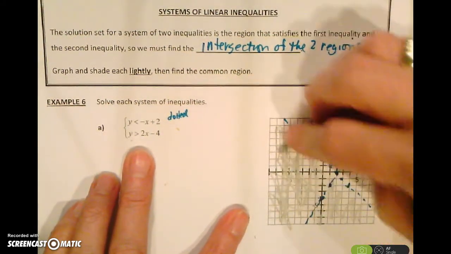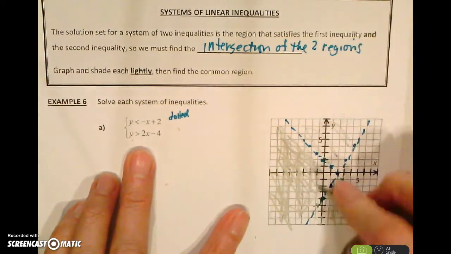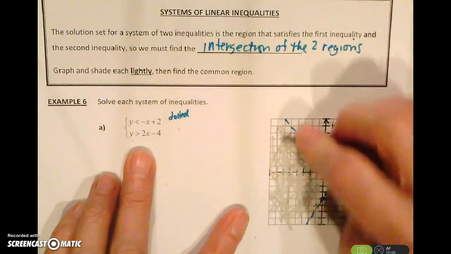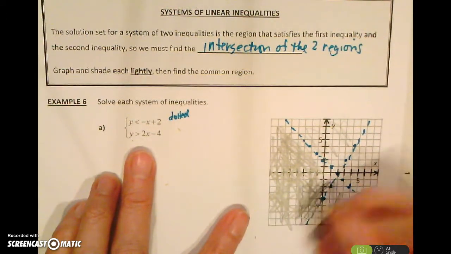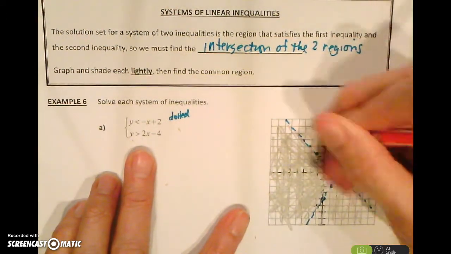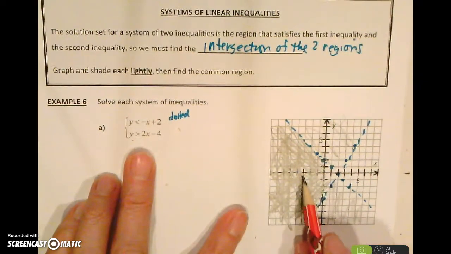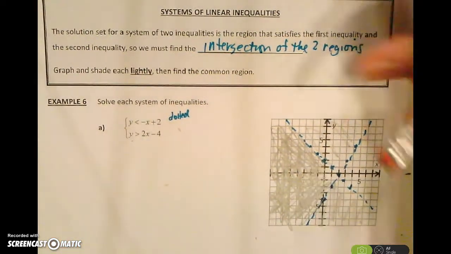And as you do it, you can kind of see the section of the graph that is in both of them. And that's going to be this section here. I'm trying to color this in really dark. So this area right there is the solution to the system. Now let's look at that one more time.